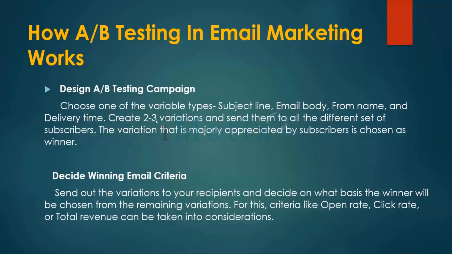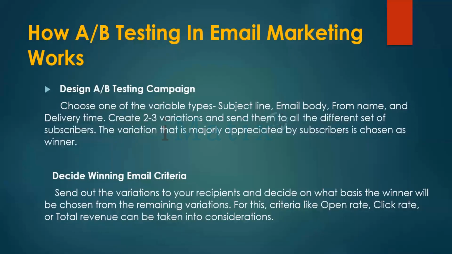How does testing happen in email marketing? In every testing campaign, you choose one variable type: subject line, email body, from name, or delivery time. Which time you are sending the mail also matters, whether it is night time, morning, or daytime, because of your audience's preferable time when they check their email. The email variations are sent to different sets of subscribers. The variation that is generally appreciated by subscribers is chosen as the winner.